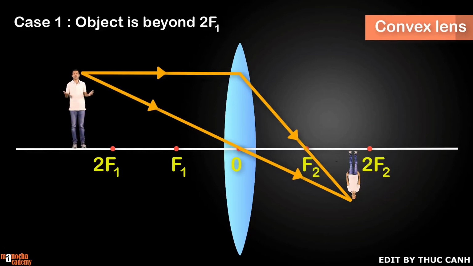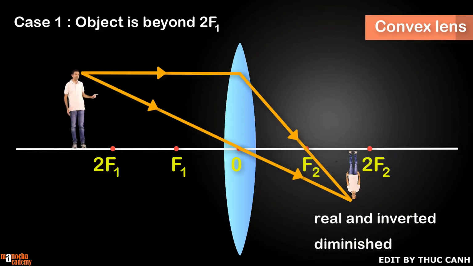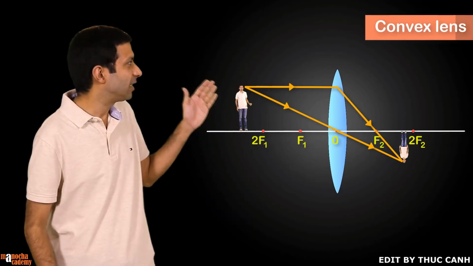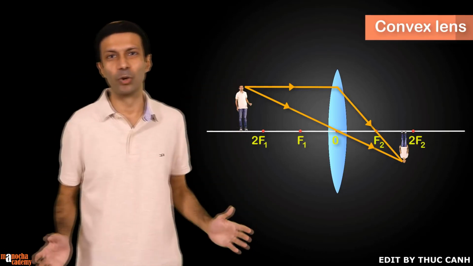So what are the properties of the image here for case 1? That's right, the image is real and inverted. It's diminished. And as you can see, the image is formed between f2 and 2f2. You'll find similar diagrams in your textbook.